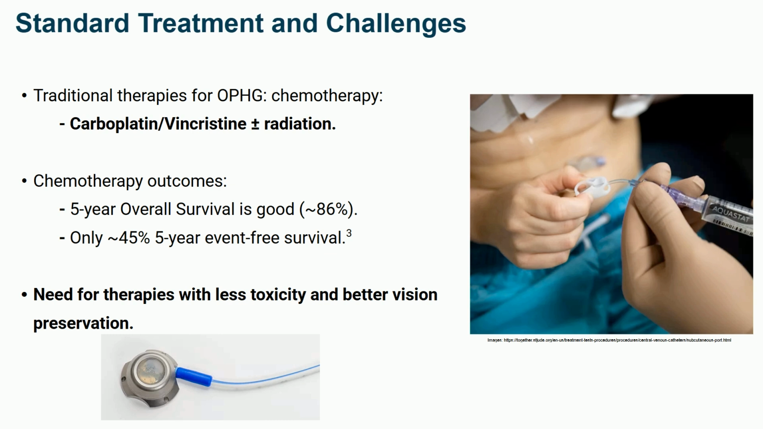So overall, you're looking at about an 86% 5-year overall survival, which is pretty good. And then only about 45% will have a 5-year event-free survival where they don't have any progression of their tumor. So this created an opportunity for alternative treatments for optic pathway gliomas. And that's where selumetinib stepped in.